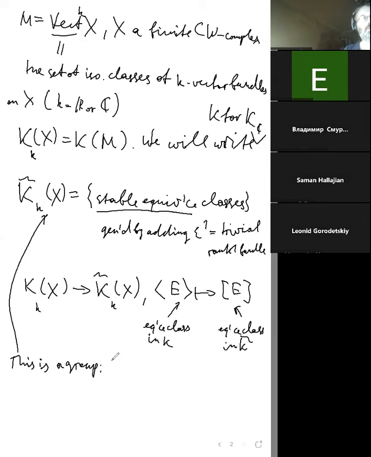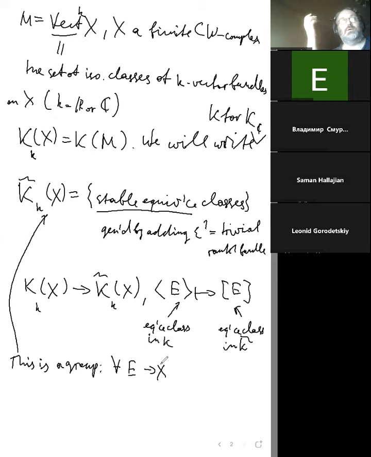Well, here we use the fact that X is compact. Could you repeat what is the equivalence relation in K tilde? Well, the equivalence relation is generated by adding a copy of the trivial bundle of rank 1.